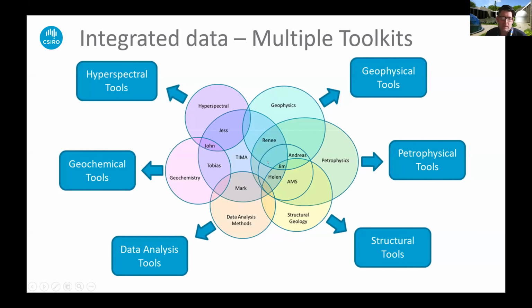What we get out of this, so with the TIMA, the mineral mapping, and the petrophysics, these 2 data sets together allow us to do quite a lot of different things. So by integrating the data in this way, we can generate lots of different toolkits. As you can see here, I'm going to focus on geophysical tools and petrophysical tools today.